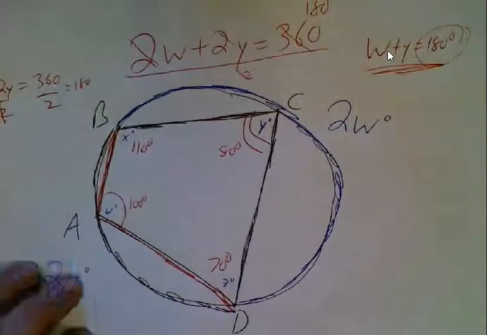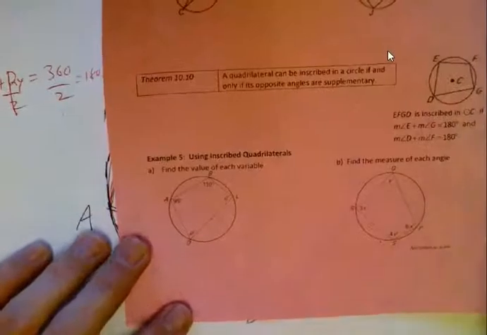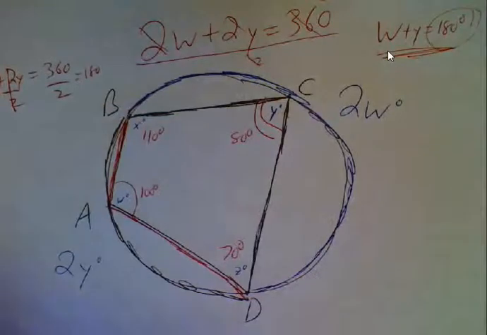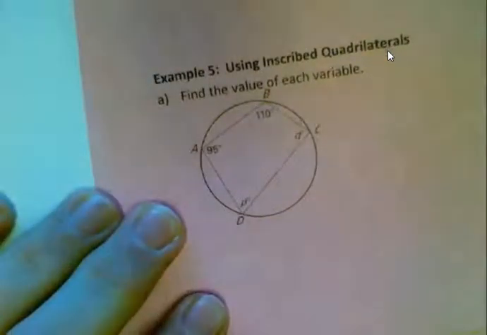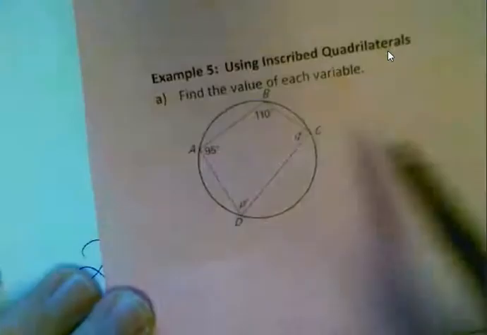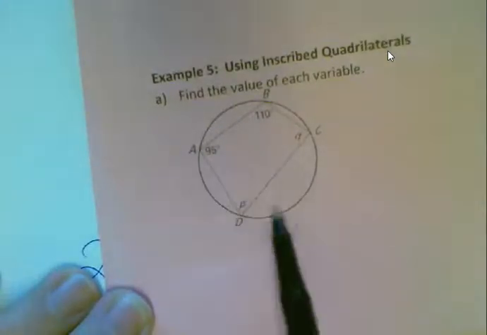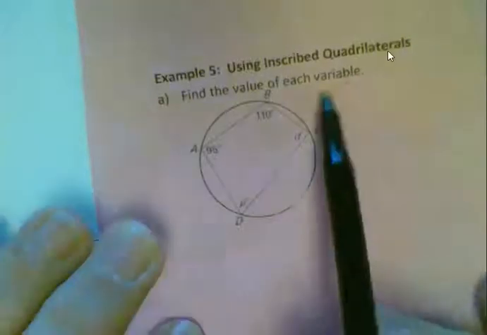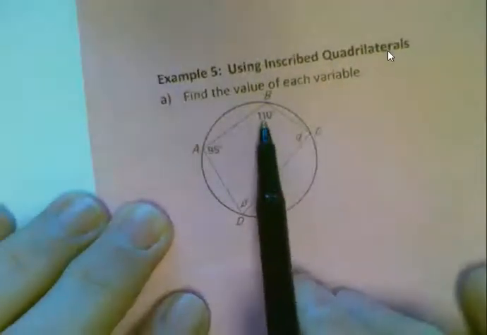All right, let's look at an example and try it out. Let's look at the one on the sheet. That's a little fuzzy, so maybe I can zoom in a little bit. This is example number 5 from your worksheet, 5A. You have a circle, of course, and you have the inscribed quadrilateral.